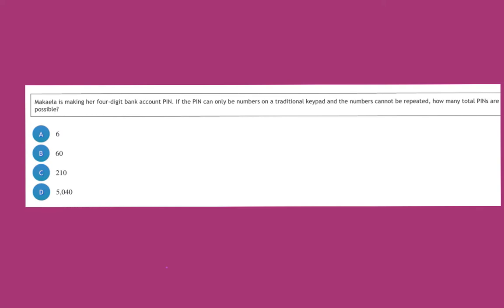In this video, we're going to solve the permutation problem by using the formula for permutation, which is n exclamation point over n minus r exclamation point, which stands for n factorial over n minus r factorial. And you can see that the r is the number of choices we need to make, and the n is the number of choices we have to choose from.